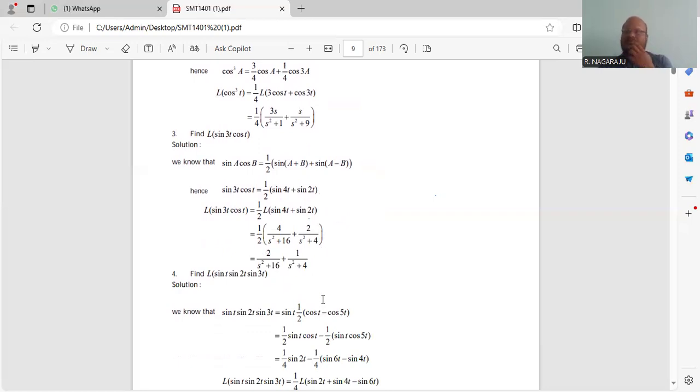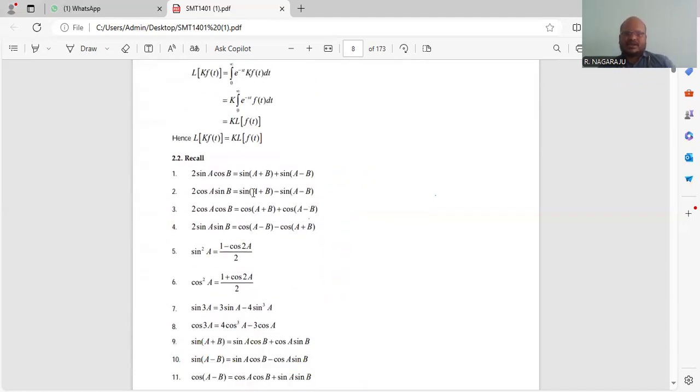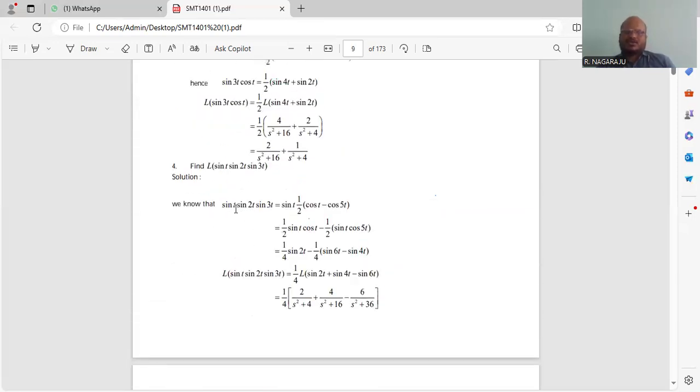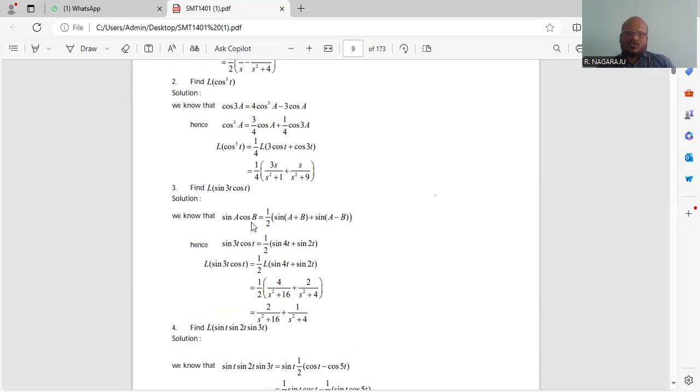Coming to the third problem: L of sin 3t into cos 3t. Here also there is no formula for the multiplication of two trigonometric functions. So you have to use trigonometric formulas like 2 sin a cos b, 2 cos a sin b, 2 cos a cos b, and 2 sin a sin b. Here there is no 2, so first of all you have to multiply by 2 by 2. Then you will get 2 sin a cos b, which is nothing but sin of a plus b plus sin of a minus b. So you have to apply that formula.